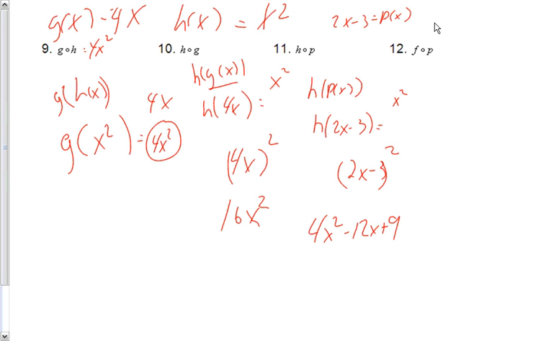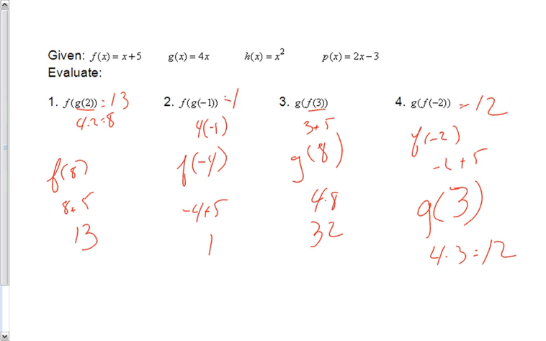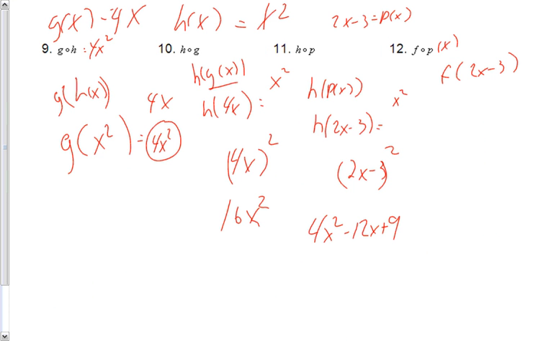Then the last one was f of p of x. Okay. P of x. So do we have p of x? Yes, it is. It's 2x minus 3. So I need f of 2x minus 3. And our f function, well, we kind of lost it from the beginning, is x plus 5. So wherever I see an x, I'm going to replace it with 2x minus 3. Okay, that was my x, and then there's a plus 5 at the end. So now it's 2x plus 2 is my composition.